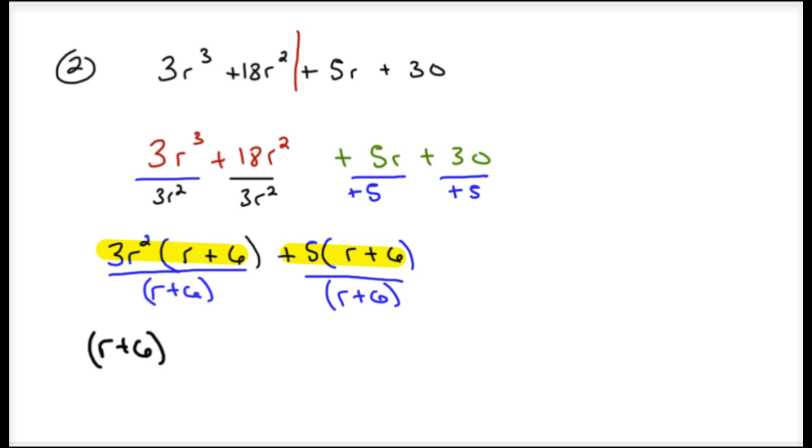If I factor out the quantity r plus 6 from my first term, 3r squared times the quantity r plus 6, what's left? 3r squared plus 5. 3r squared, that simplifies, plus r plus 6 simplifies, plus 5. How can I check my work? I could just distribute, and I should get back to the original here.